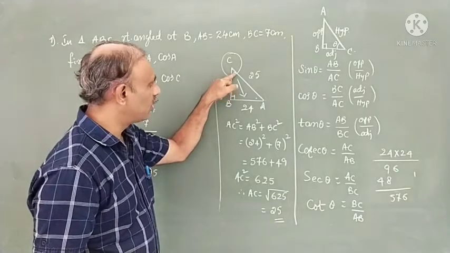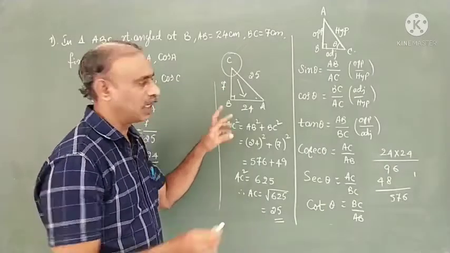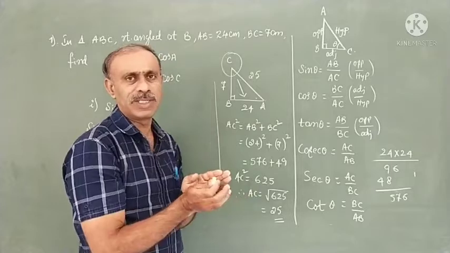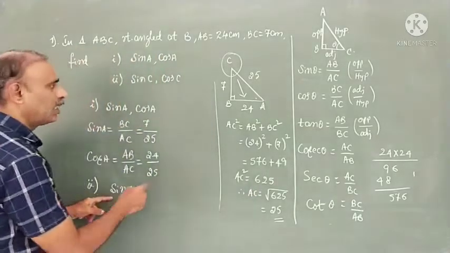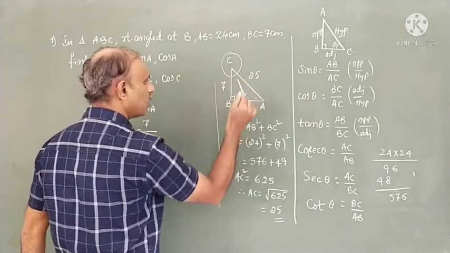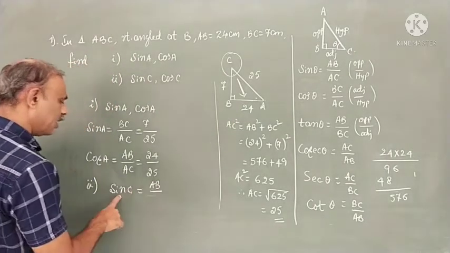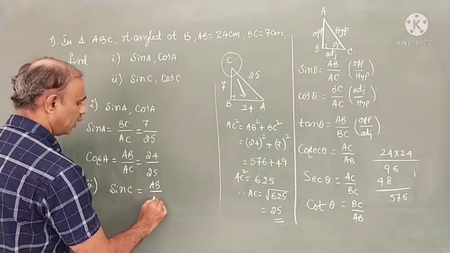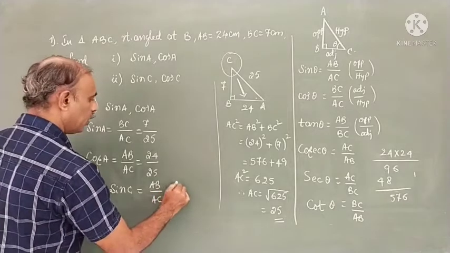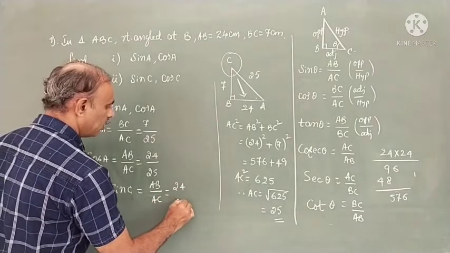This one is the acute angle, if you consider it, then this will become the opposite side. So these will keep on reversing. Therefore, sin C with respect to C, this is your opposite side. That is what? AB divided by AC, the ratio of opposite to hypotenuse.